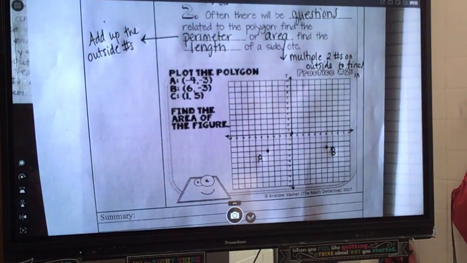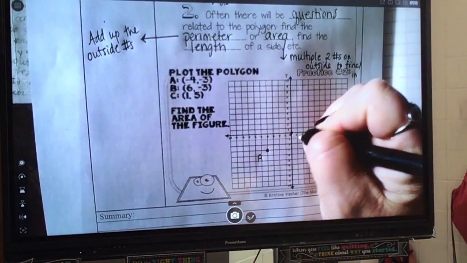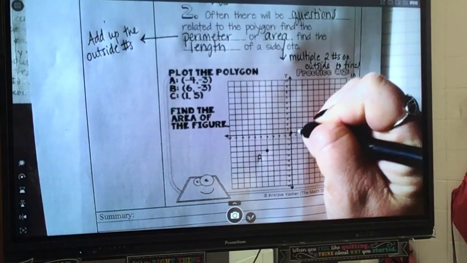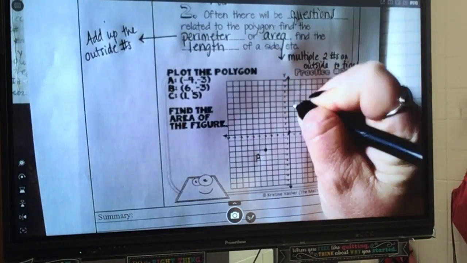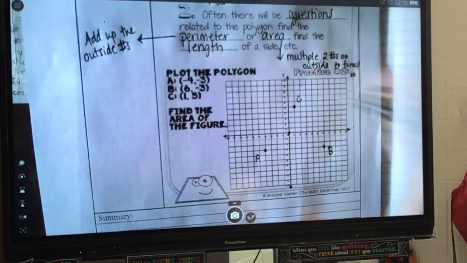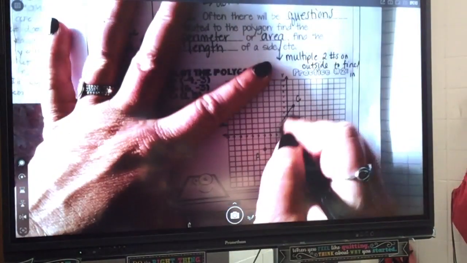Okay, and then for C, I'm going 1, 5. So someone tell me how to get to 1, 5. Noah. You go to the right 1. Okay. And then up 5. All right, so at this point, I want you to go ahead and connect your dots.